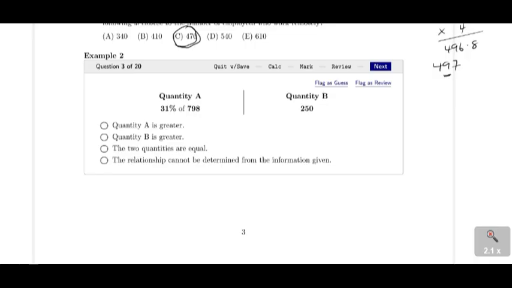Now, doing a direct computation, that is 31% of 798, might be a bit tedious, especially for those of you who would like to rely on the calculator. You are going to waste time. So what I'm going to do is round 798 to the nearest 100, and that will be 800. So that will work with this. So I'm going to find 31% of 800.